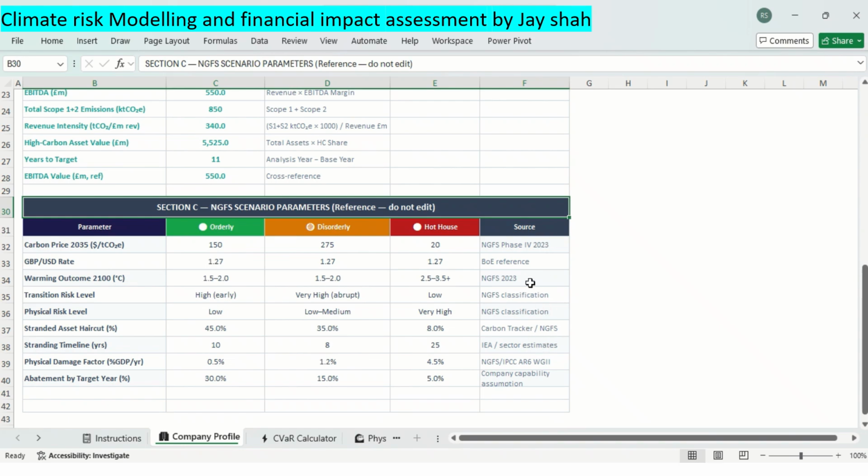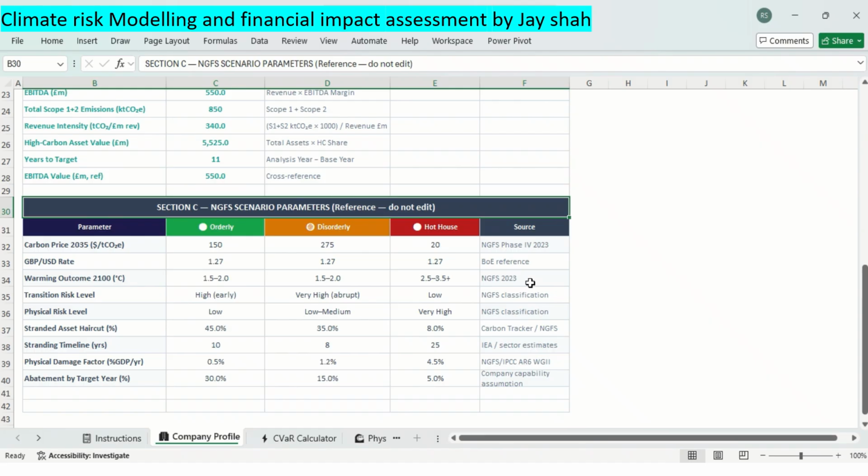The first parameter and value is the carbon price 2035, because our carbon price target year is 2035. So the carbon price trajectory under orderly, that is early coordinated transition, in the NGFS Phase 4 central estimate is around $150 per ton of CO2 equivalent by 2035. This represents a strong but manageable signal to the business.